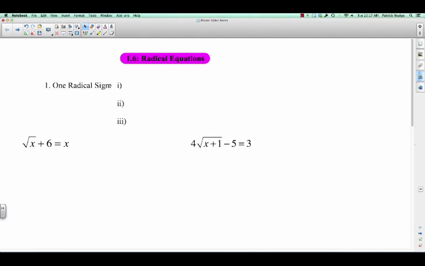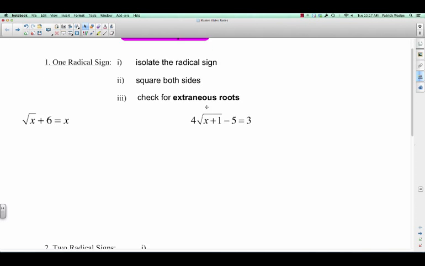So there's 3 different types of questions. We'll call them easy, medium, and hard, but we actually start with the medium one, and that's when you have only one radical sign. So the steps are, you're going to isolate the radical sign. You're going to get the radical sign all by itself, okay, and the radicand with it, of course. Then you're going to square both sides. That's what I was talking about. Doing the opposite of square root is squaring. And then you're going to solve, and then you're going to check for extraneous roots. And I'll talk about that in a second.